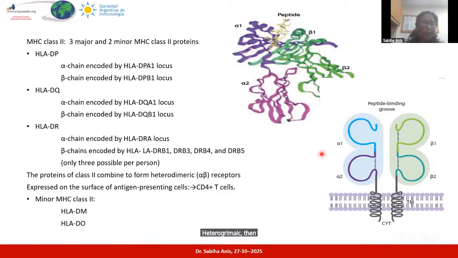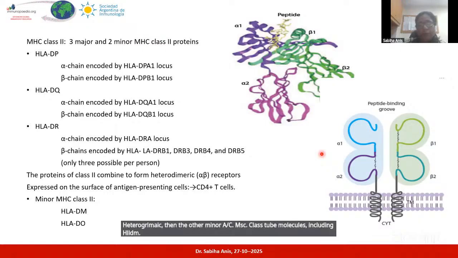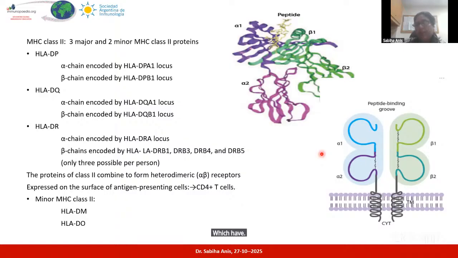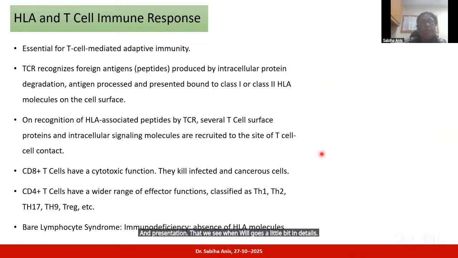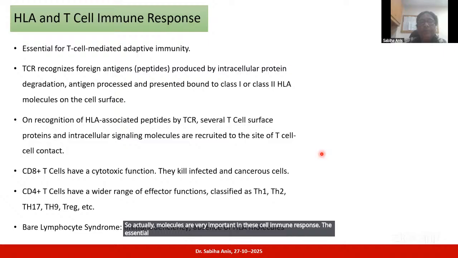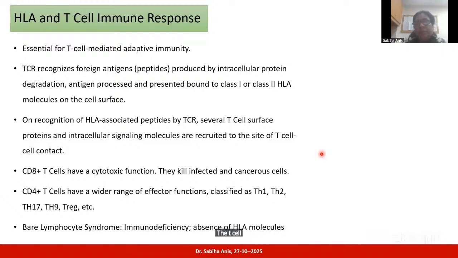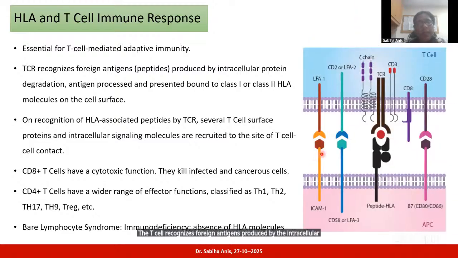Then there are other minor MHC class 2 molecules, including HLA-DM and HLA-DO, which have functions in HLA processing and presentation that we'll see in a little more detail. So HLA molecules are very important in the T cell immune response. They're essential for T cell mediated adaptive immunity. The T cell recognizes foreign antigens produced from intracellular proteins, which are processed and presented by HLA class 1 or class 2 molecules.